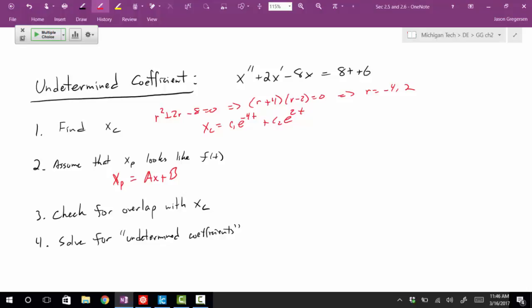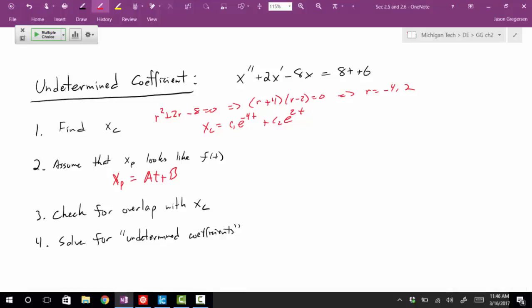Now I have one more in-between step here, which is checking for the overlap of the complementary solution. The idea is this. I guess that my particular solution is at plus b. I'm sorry, that first piece should be t. Right-hand side is the function. There we go. I'm guessing that the particular solution is AT plus B.